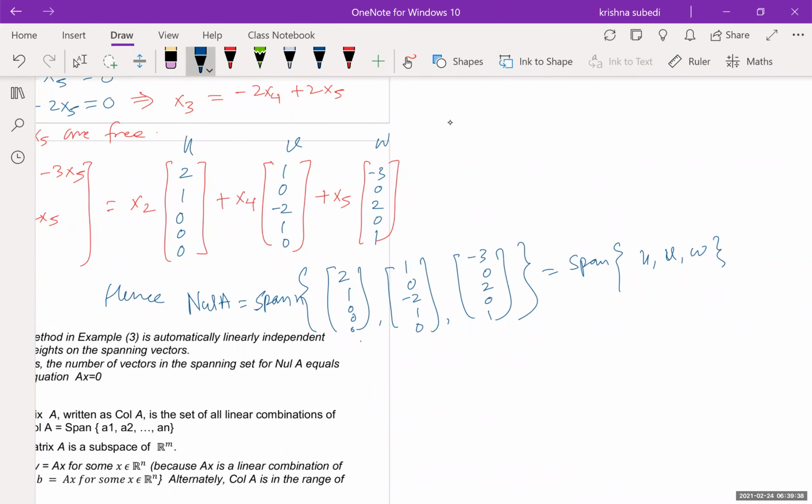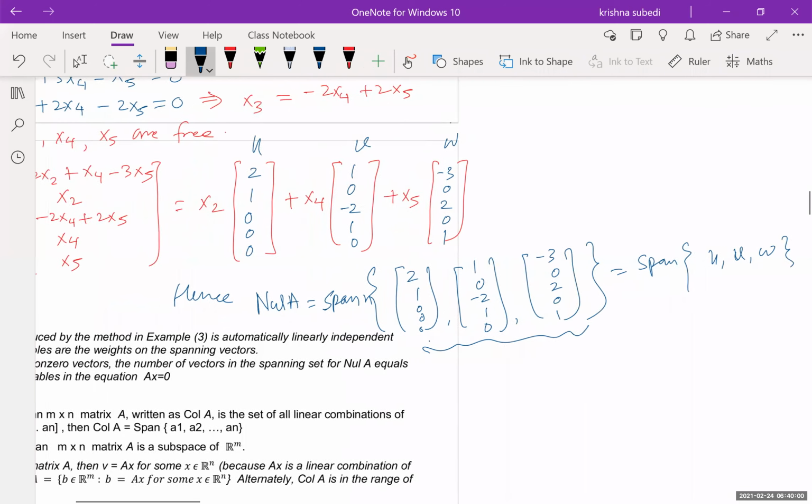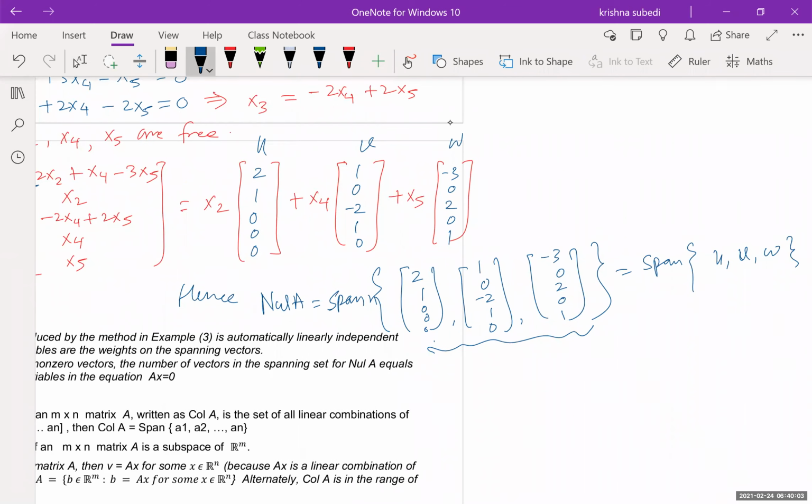All right, so this is sometimes called the explicit description of Null A, or sometimes you can just say the spanning set for the null space. That means if we are given these vectors U, V, W, then we can create that null space, with some linear combination. Remember, span means a linear combination of these vectors, and A times whatever that linear combination is will give you 0. So that's the null space. All right.